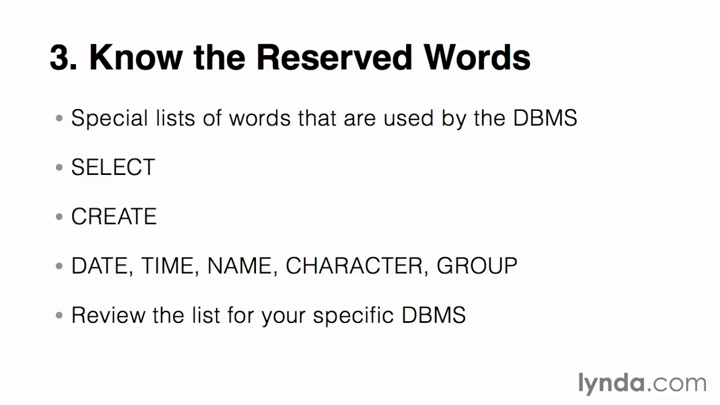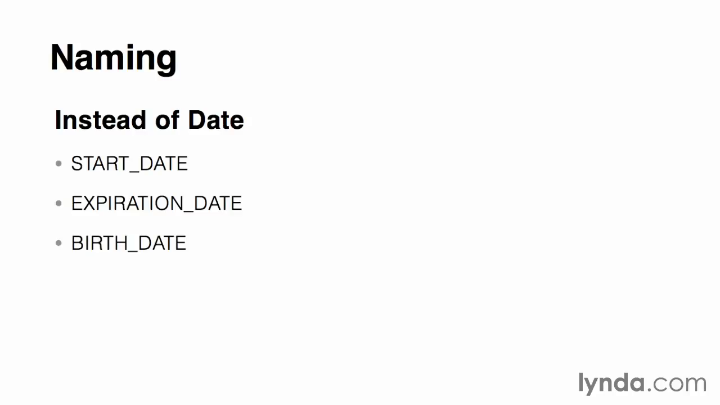Often there is a much better name anyway. For instance, instead of a field named date, consider how much clearer names such as start date or expiration date or birth date are. They instantly give you more information about the data anyway, and won't trigger any reserved word warnings.